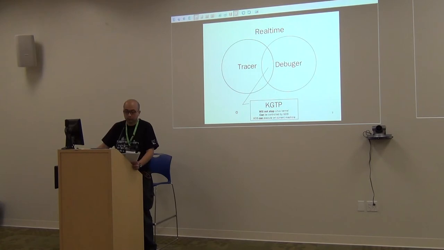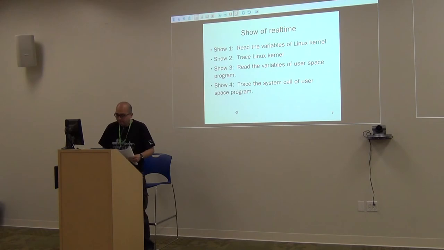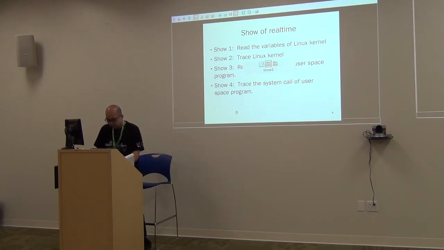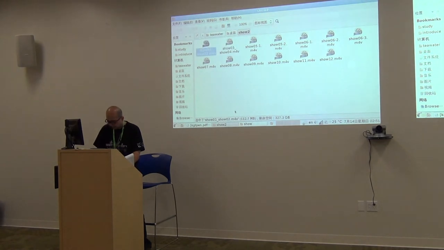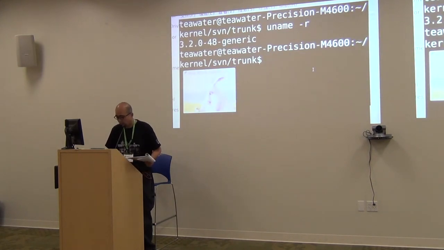Now I will do a demonstration about real time. So now I will start my demo system. The name, you already said, is Big Buck Bunny. What I did is use KGTP to debug the current machine that plays Big Buck Bunny and do some debug work. The first is to read a variable of the Linux kernel. And you can see what I use is the general kernel of Ubuntu.